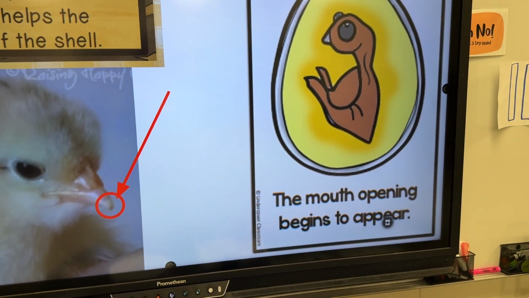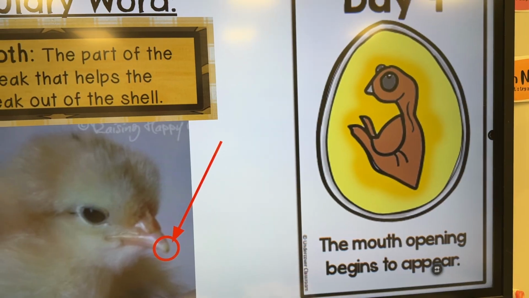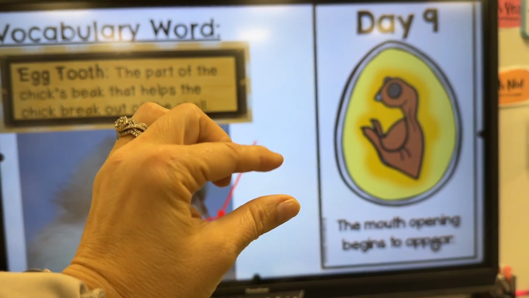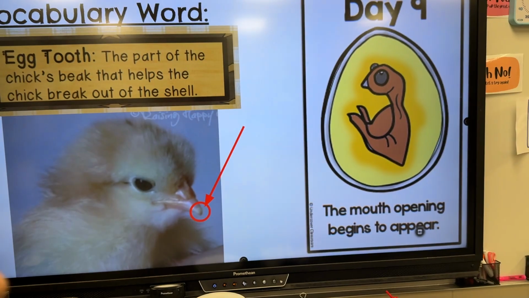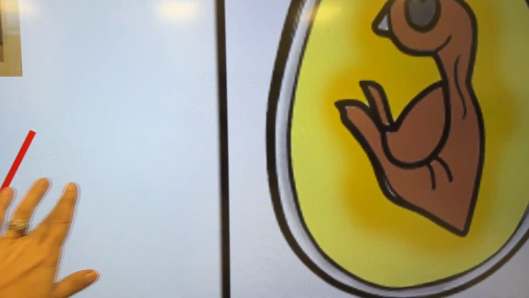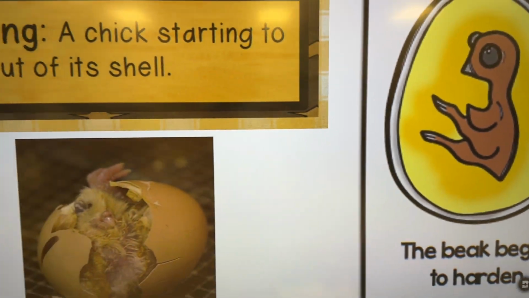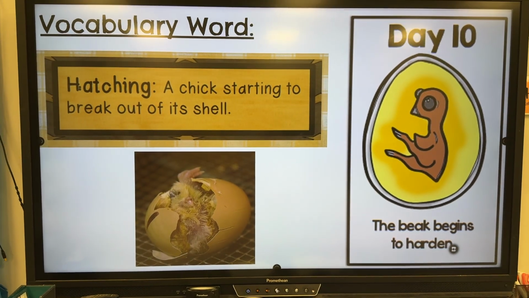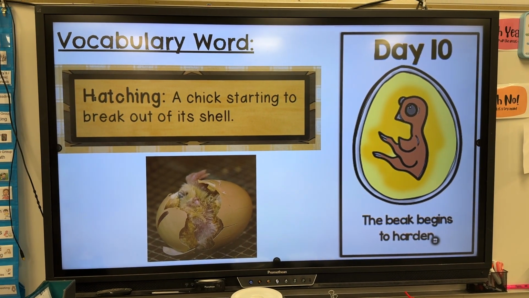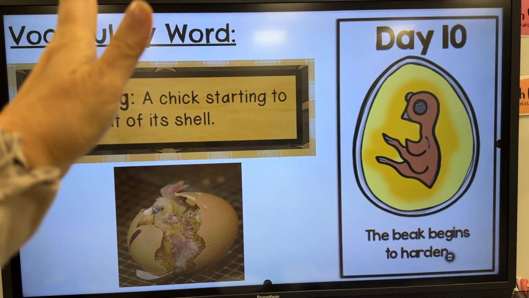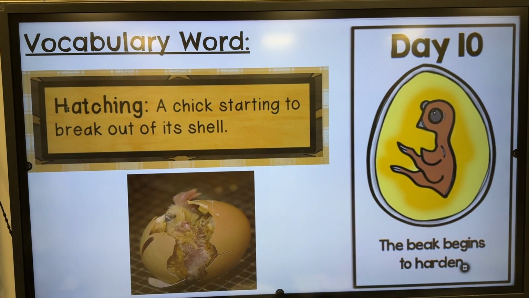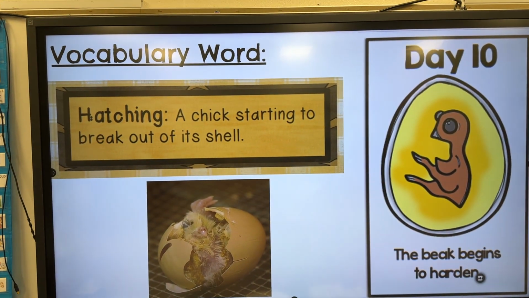The mouth opening began to appear yesterday when we were candling our eggs. You could actually see some of the chicks' beaks moving. So fascinating. And today what we're going to look at is the hatching process. So on today, you are going to use this word hatch. We have added a suffix at the end, hatching. That means they're doing it right now.